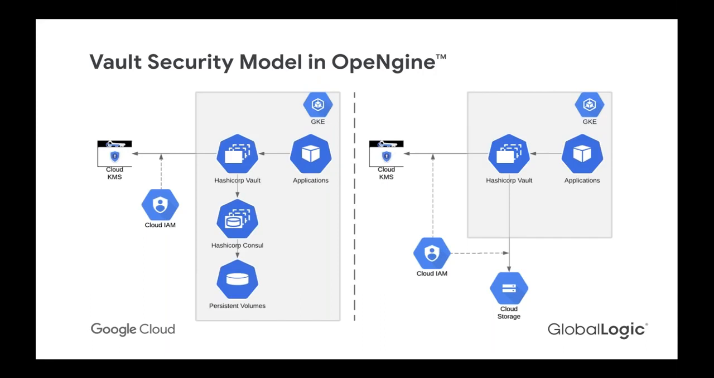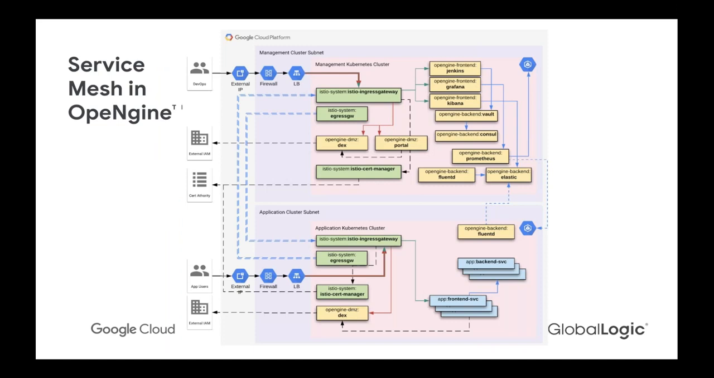At the right side, you can see a bit different option. In this case, Consul is not used, and Vault is using Cloud Storage buckets to keep the data. But in this case, Cloud KMS is still in use and ensures that the proper key is used to encrypt the data. Let's move on.